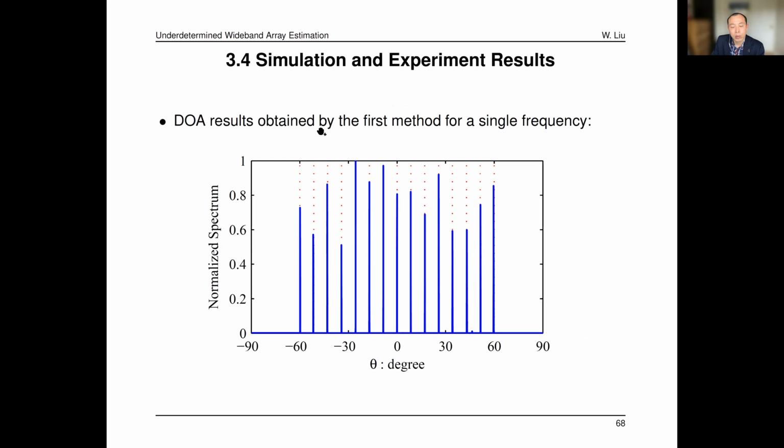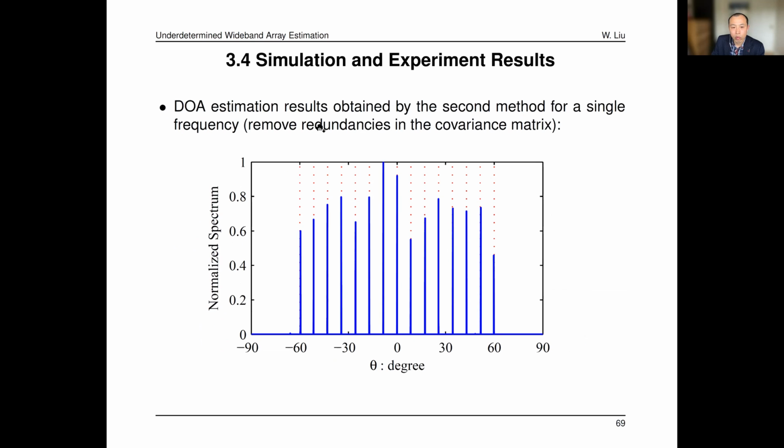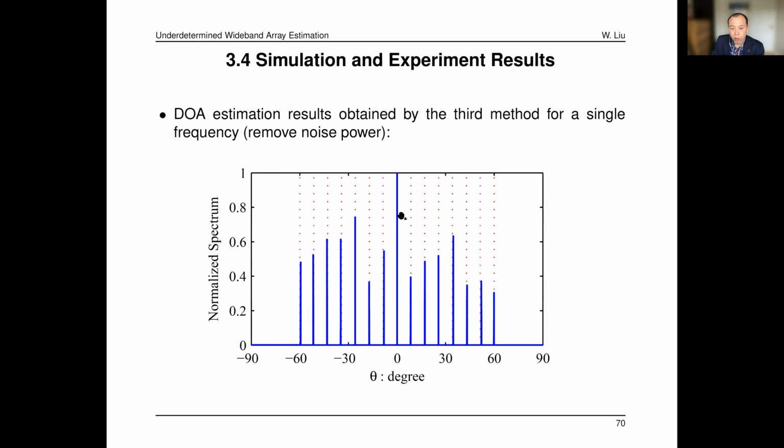And here are the DOA estimation results obtained by the first method for a single frequency. So 15 sources, so it's working. And removing redundancies, still working. So it's matched. This dotted line is the true locations, and the blue lines are the estimated. And removing the noise power, still. So all of them are working for a single frequency.